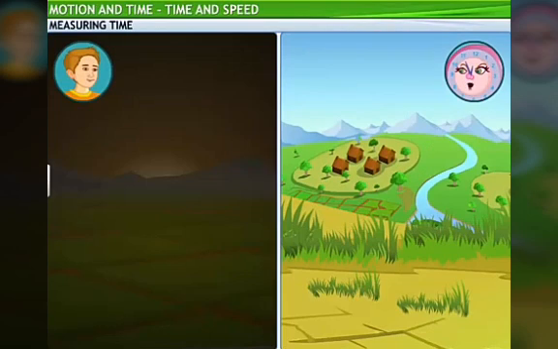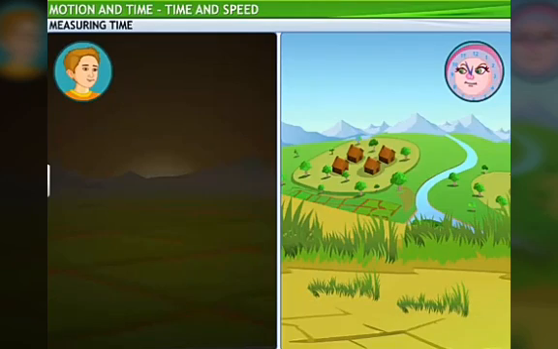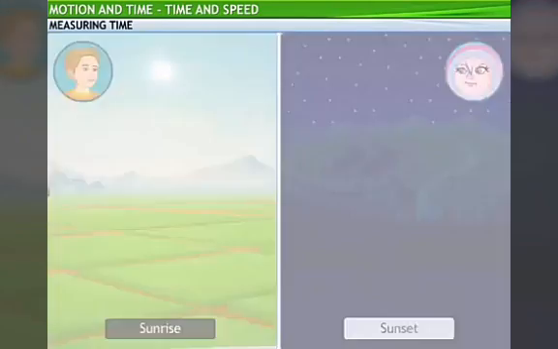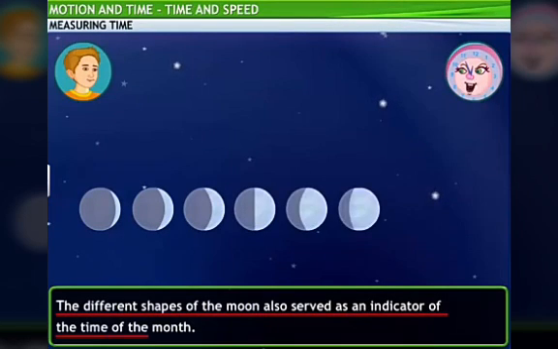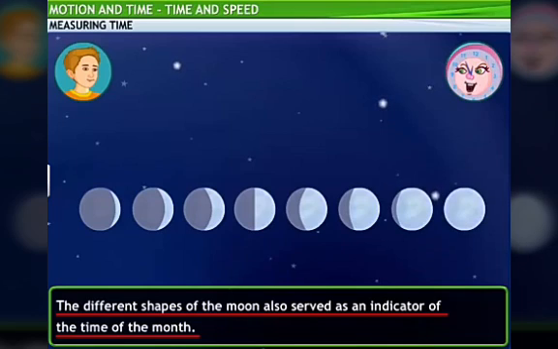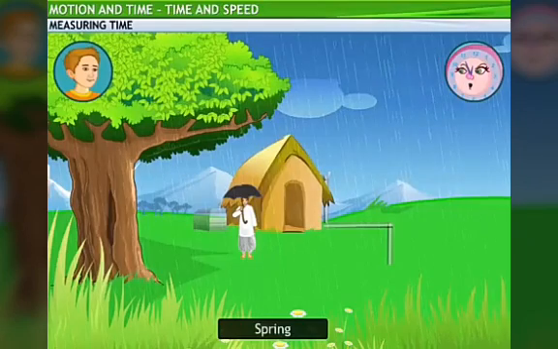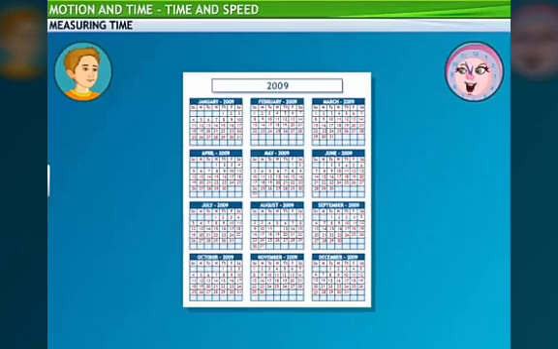Before I was born, people used events in nature to track time. For example, they tracked sunrise and sunset. The different shapes of the moon also served as an indicator of the time of the month. And, of course, seasons repeat every year to tell us what time of the year it is. So, based on the seasons and other periodic events in nature, the months and the years were measured.